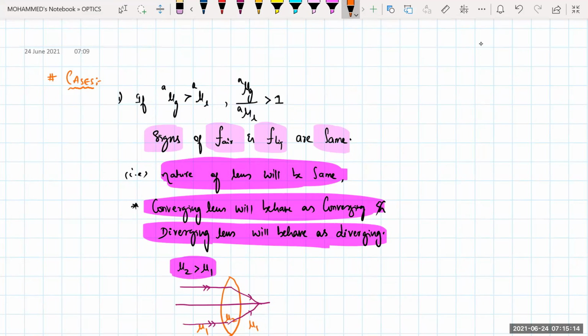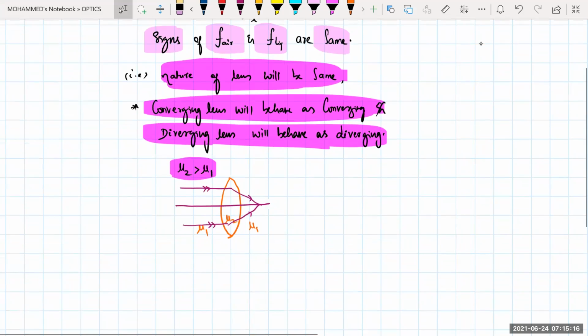Yes, sir. So here in the lens, you see, I have taken the lens refractive index as mu2 and the surrounding refractive index as mu1. If the refractive index mu2 is greater than mu1, then the ray of light will always converge. So that is the reason they will act as converging lenses.